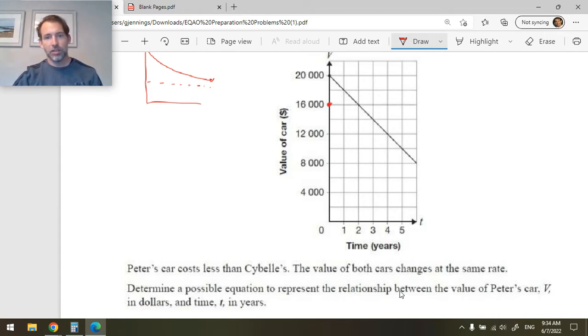And the value changes at the same rate. So watch this. If I go over 2 years, I go down $4,000. So this one, if I go over 2 years, I should go down $4,000. Oh, wouldn't you know? This is going to create a line which is parallel to the other line. Why is it parallel? Because it has the same rate of change. The two cars will never have the same value. Peter bought a cheaper car than Sibel's, and it will always be worth less money.